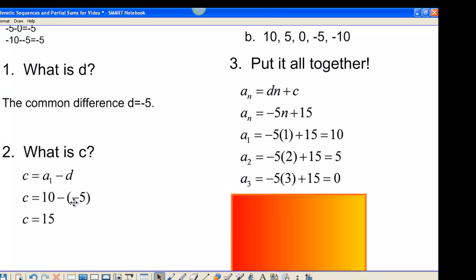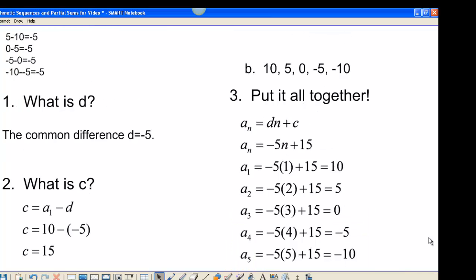Okay, when I input 4, I should yield -5, which I do. -5 times 4 is -20 plus 15. When I input 5 and I get -5 times 5 plus 15, that does equal -10, which is the fifth term of my sequence.